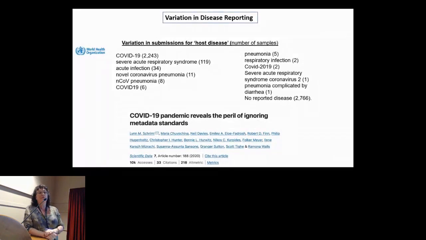So again, it's just some food for thought. And then, unfortunately, we also saw almost 3,000 of these SRA records with no disease recorded. It's COVID-19. We did know the disease, but again, it wasn't filled in. So for data miners looking at that data, it's definitely a concern.